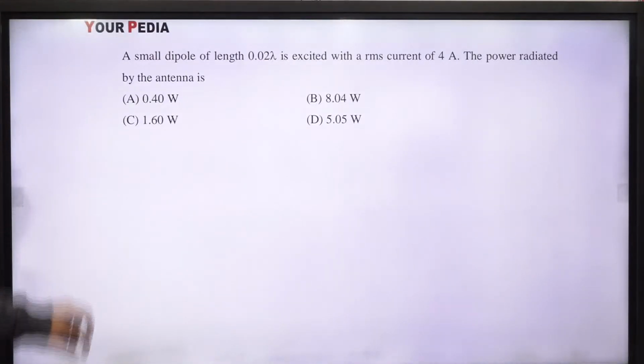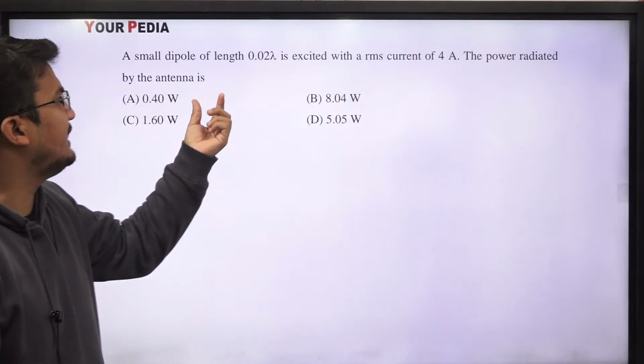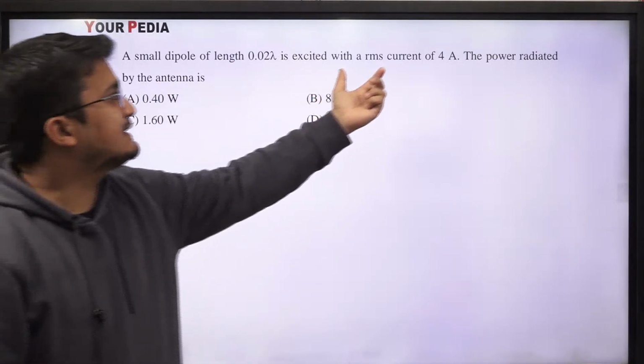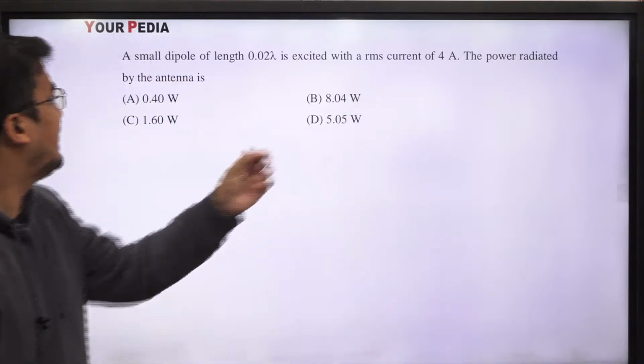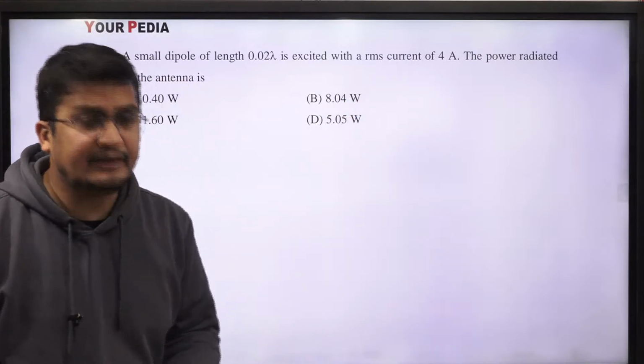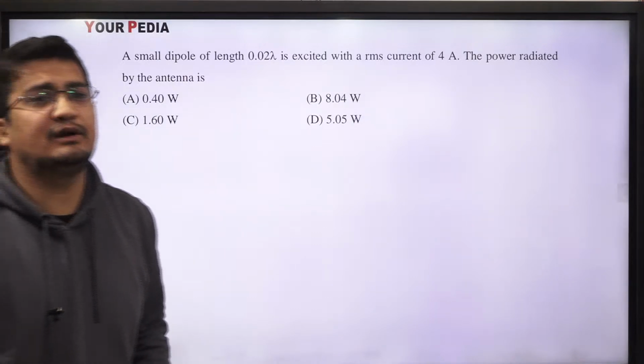So guys, now this one is the next question. A small dipole of length 0.02 lambda is excited with the RMS current of 4 ampere. The power radiated by the antenna is. Tell me the answer. What will be the answer for this?